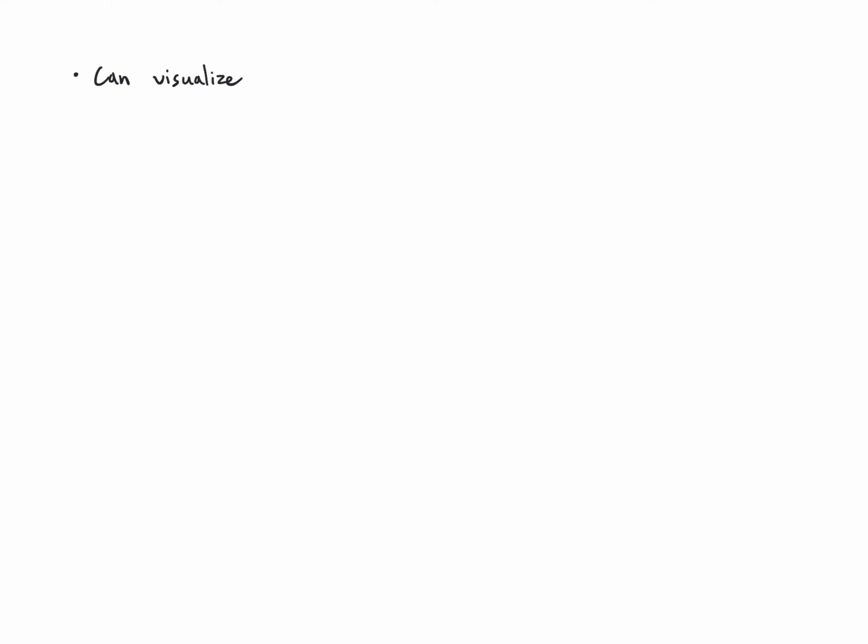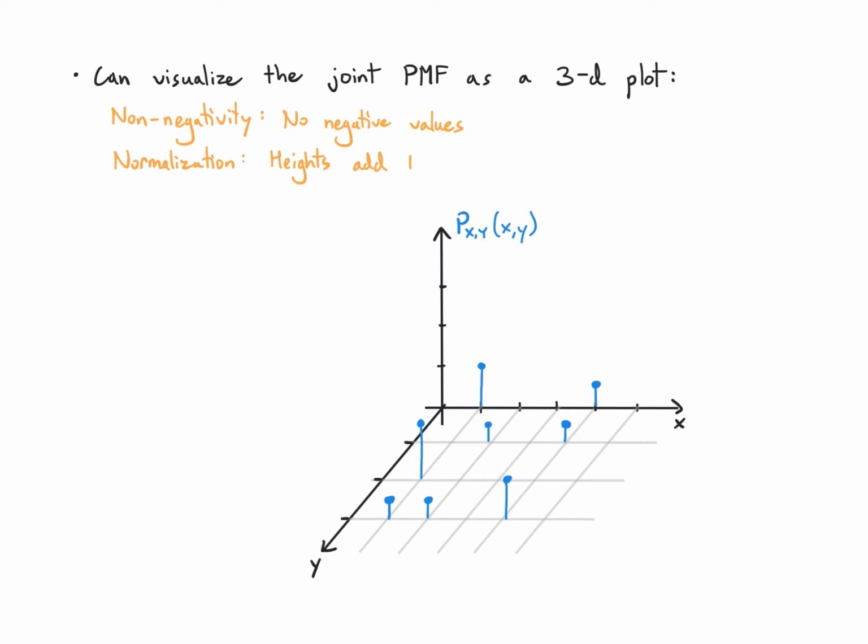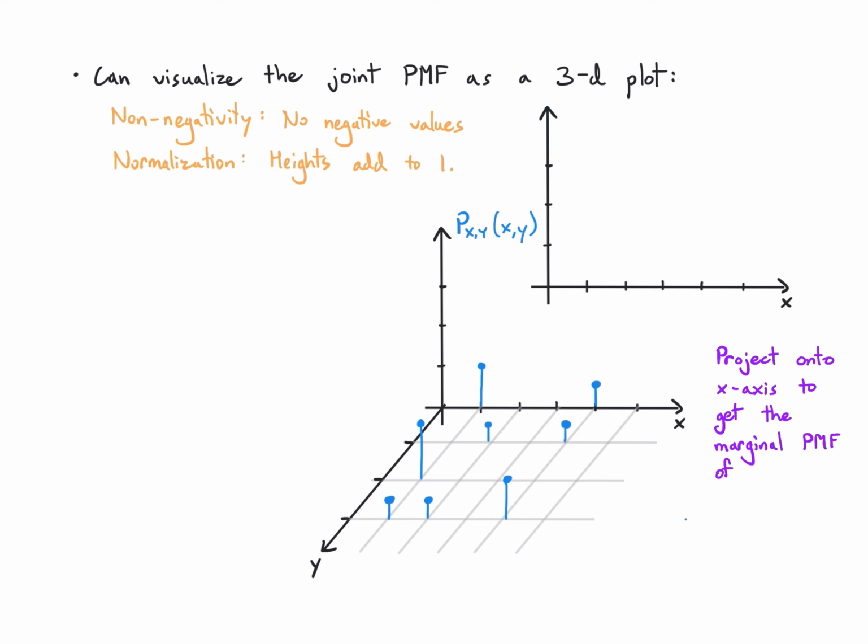I can also visualize the joint PMF as a particular 3D plot. Here's a 3D plot, just an example visualization. I have the plane here, and then the height going up is the probability. Non-negativity tells me I can't have negative values, and normalization tells me the heights have to add up to 1. What if I want to get the PMF of x individually? Well, all I do is project along to the x-axis.